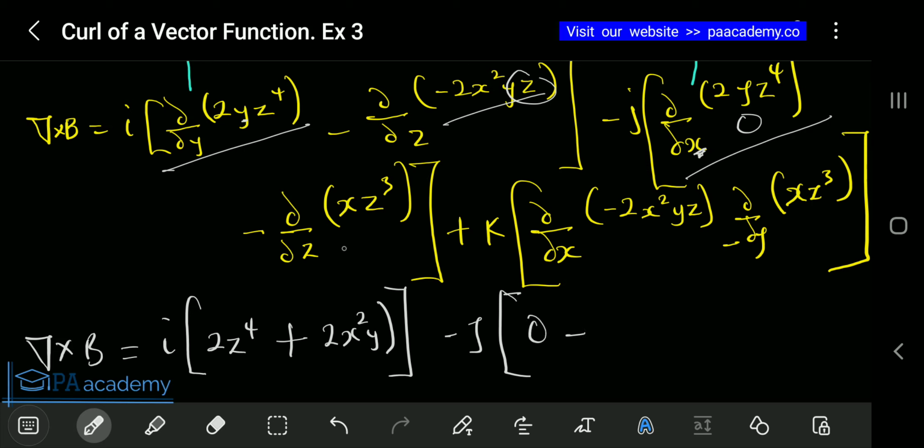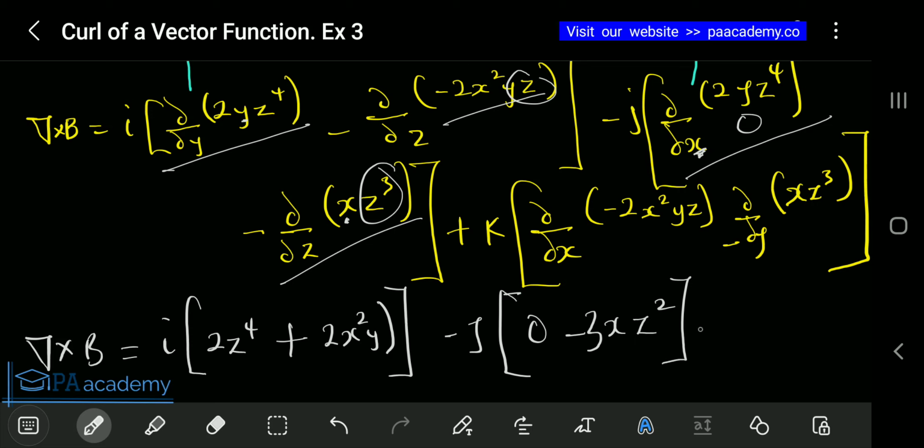Okay, so now let's come over here. We are dealing with z. We are differentiating with respect to z, and this is the only z we are having. That is z cube. If you differentiate z cube, that will give us 3z squared, then multiply by this x, which is taken as a constant. So we are going to be having 3xz squared. Are we good? So that's it for j.